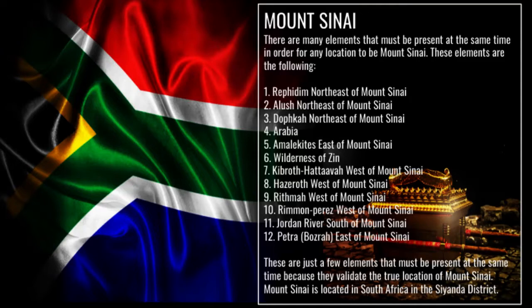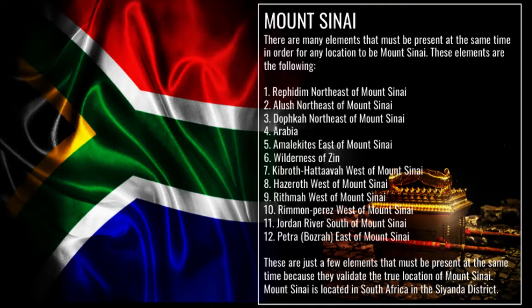The next element is Hazroth. Hazroth is set west of Mount Sinai. The next element is Rithma. Rithma is situated west of Mount Sinai. The next element is Ramon Perez, and Ramon Perez is west of Mount Sinai. The next element is the Jordan River, and the Jordan River is situated south of Mount Sinai.